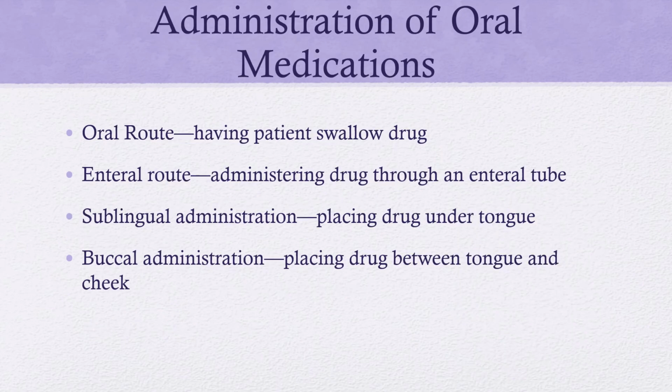Administration of oral medications, oral route, having the patient swallow. Enteral route is going through an enteral tube. Remember our NG tubes, our G tubes that we talked about. Sublingual is under the tongue. Buccal is in that cheek area between the tongue and that cheek.